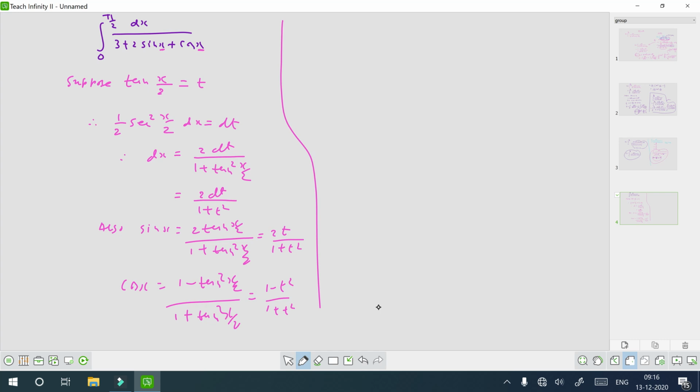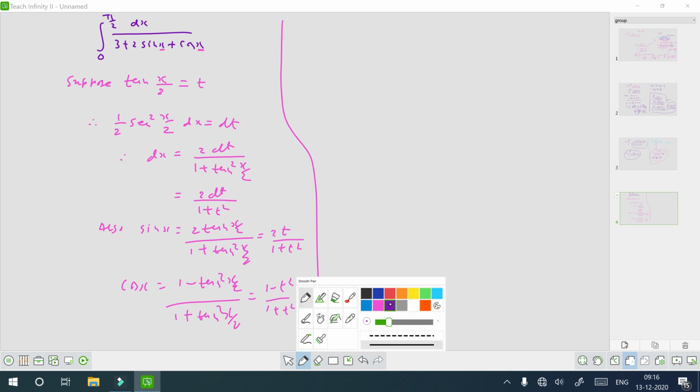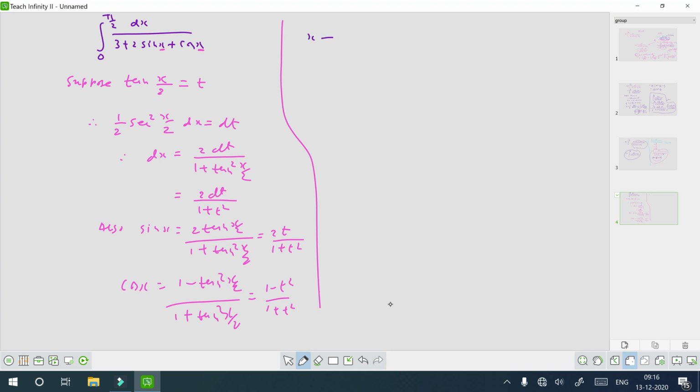Now at the same time we have to change the limit also. See here, x tends to 0 implies t tends to, take x equal to 0 here, tan 0 is 0. And x tends to pi by 2 implies t tends to, take x equal to pi by 2 here. So what you get? Pi by 4, and tan pi by 4 comes out 1. In this way we have to see. And therefore, what is I? 0 to 1. See, 0 to pi by 2 becomes 0 to 1.